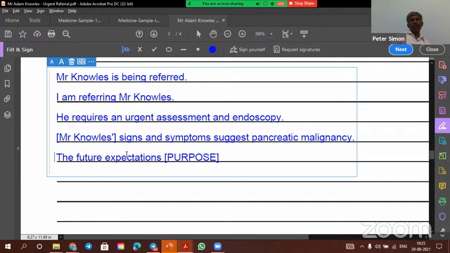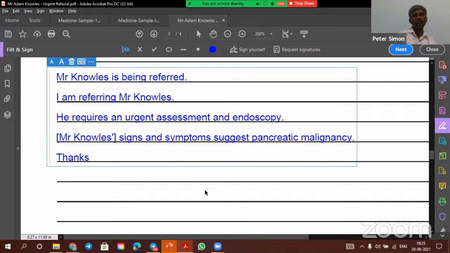Then, future expectation. He requires an urgent assessment. So the same thing here. Purpose. Urgent is here important. So these two things came here. Assessment and endoscopy is the purpose. Urgent is the manner of the letter. So you can say like another sentence I'm giving you. Thank you for seeing Mr. Knowles.